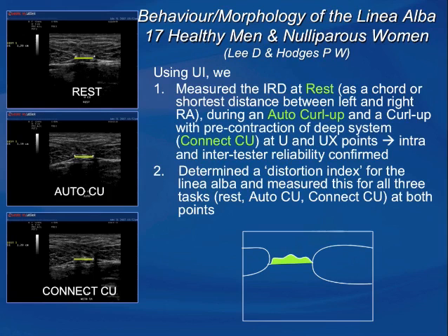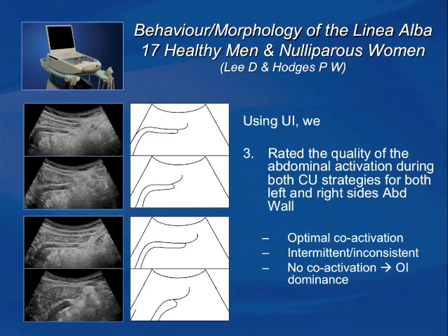So we also rated the quality of the abdominal activation from the lateral abdominal wall using ultrasound imaging during both of the strategies. And what we'll do at a later date is look at the relationship between the strategy and the behavior of the linea alba. We'll see if there's a correlation between the two. And so these were ranked according to 3 different classifications. They either could do it well, an optimal co-activation, which is what should happen. They had intermittent or inconsistent activation of transversus, or no co-activation, so it was all IO dominant. So those are the 3 classifications that we used.